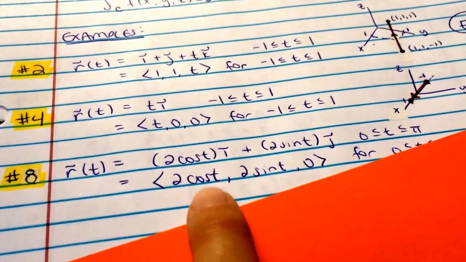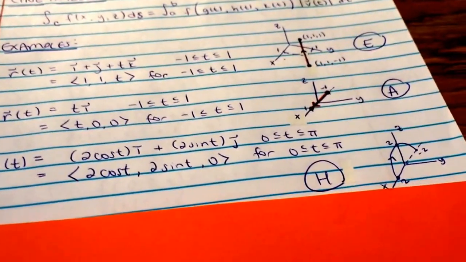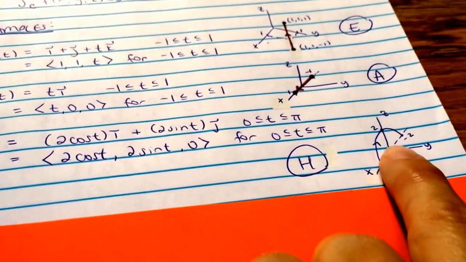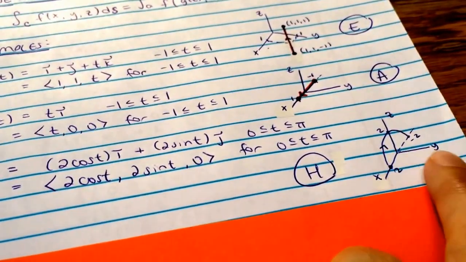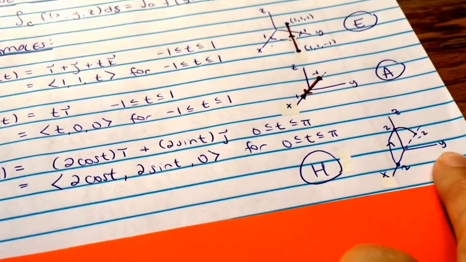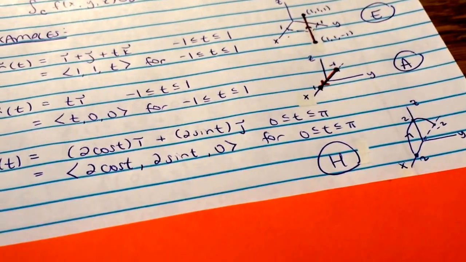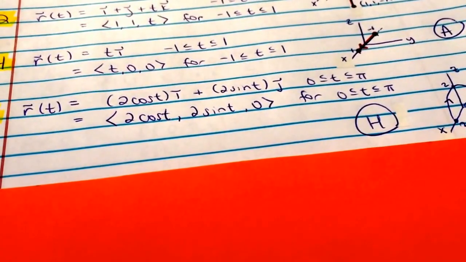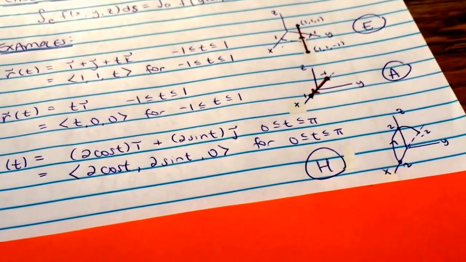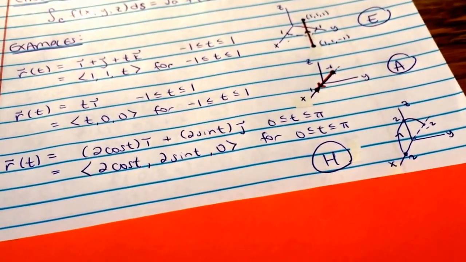All right, so for 8, you have 2 cosine t, 2 sine t, 0. t is staying between 0 and pi. So it would make this half circle, I guess. Wait, hold on. I think I did that wrong now that I'm looking at it. Because that z is not 0. I did that wrong. I thought I checked my answer. Hold on. Let me think about it for just a second. Why is my z there, between 0 and 2.